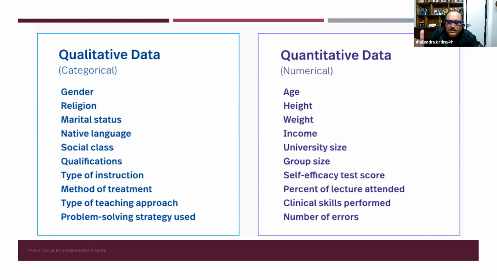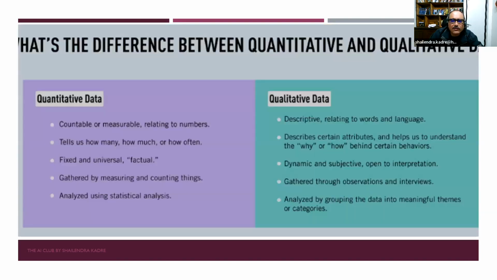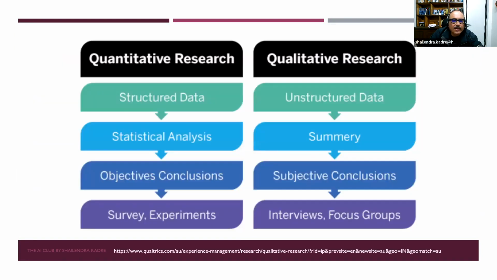Then clinical skills performed, then number of errors, like number of errors in a software. Whenever we deal with numbers, then we are talking about quantitative data. I'm not stretching it too much. I will skip it now. I think we understand, so I will skip these slides now.